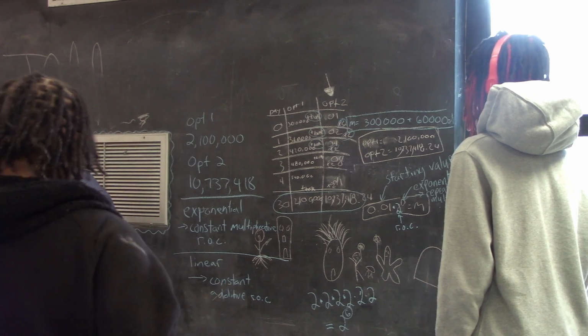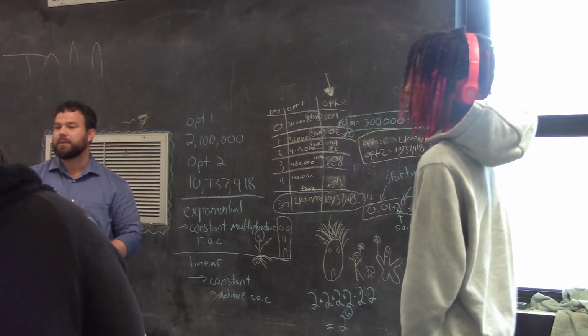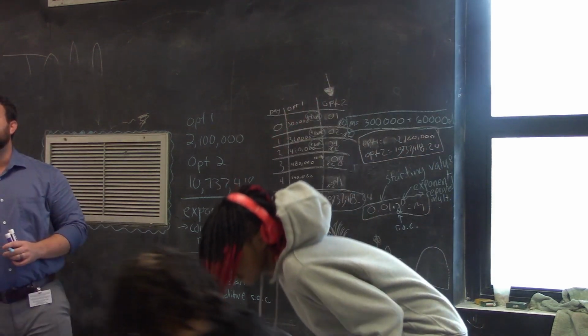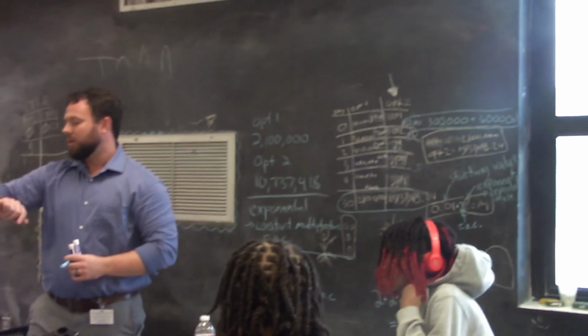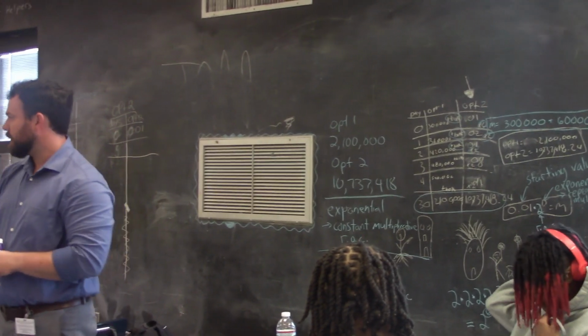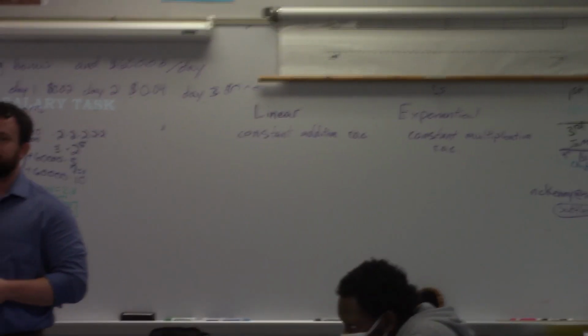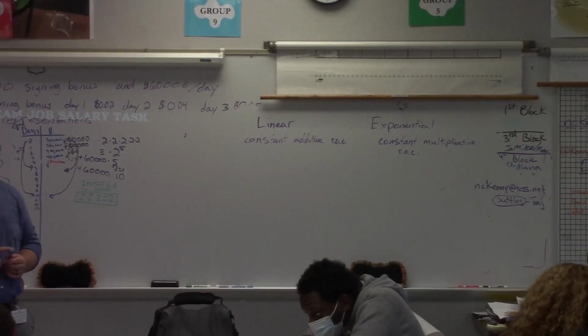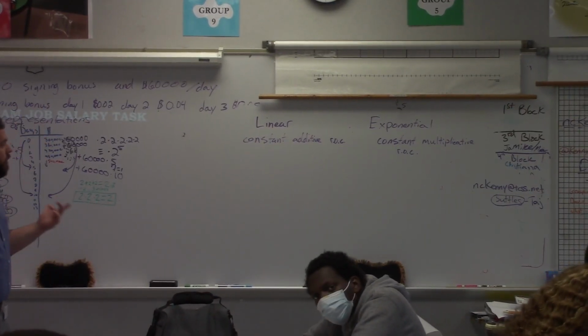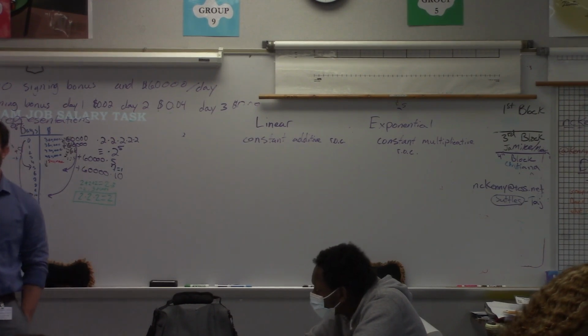Go ahead and start getting some notes down about linear versus exponential. This would be a great piece to note on the tabular stuff. All we have done so far is talk about the foundations of what makes linear versus exponential. Does anyone know what we call that constant additive rate of change, though?